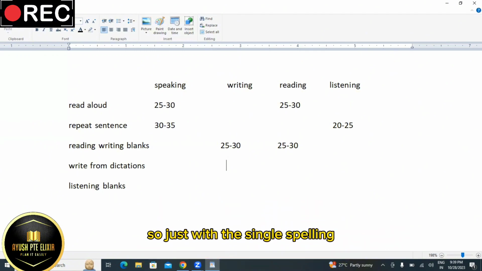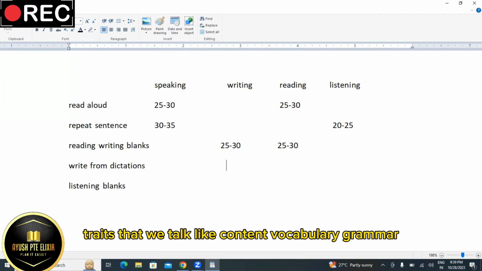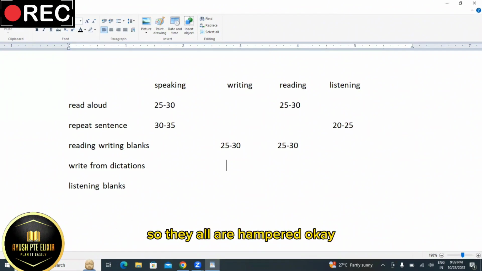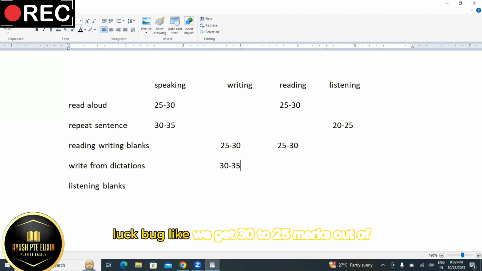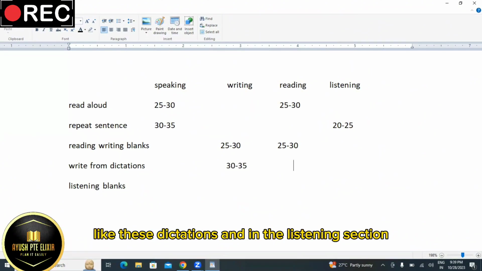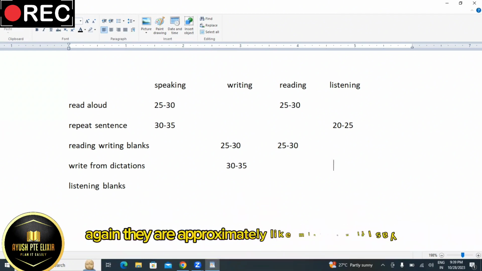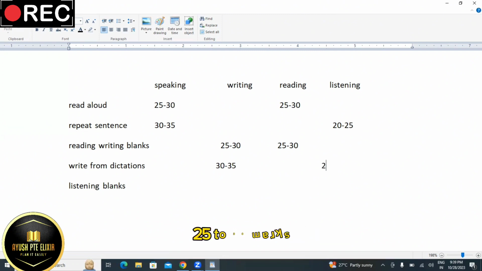So with a single spelling mistake, you are getting fewer marks in the other traits as well, like content, vocabulary, and grammar. They are all hampered. So make sure of your spellings. In the writing part, we get roughly 30 to 35 marks from these dictations. In the listening section, again approximately a minimum of 25 to 30 marks. It could be more sometimes, but that's an average.